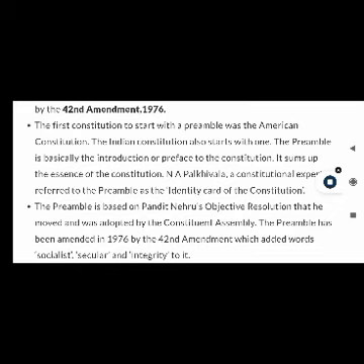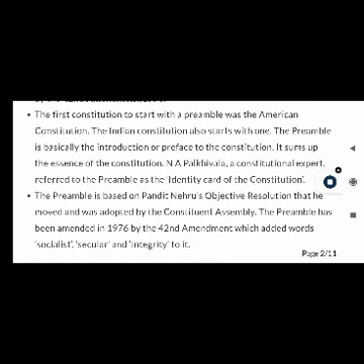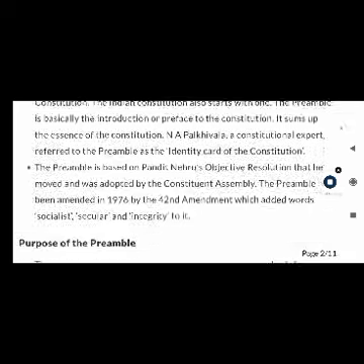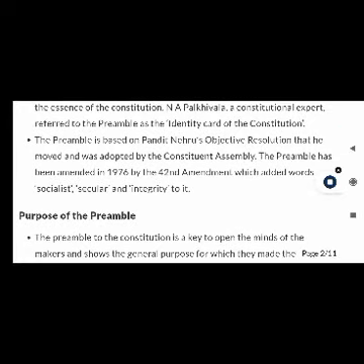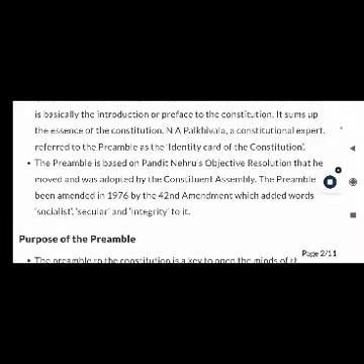The Indian Constitution also starts with one. The preamble is basically the introduction or preface to the Constitution. It sums up the essence of the Constitution. N.A. Palkhivala, a constitutional expert, referred to the preamble as the identity card of the Constitution. The preamble is based on Pandit Nehru's objective resolution that he moved and was adopted by the Constituent Assembly. The preamble was amended in 1976 by the 42nd Amendment, which added the words socialist, secular, and integrity to it.